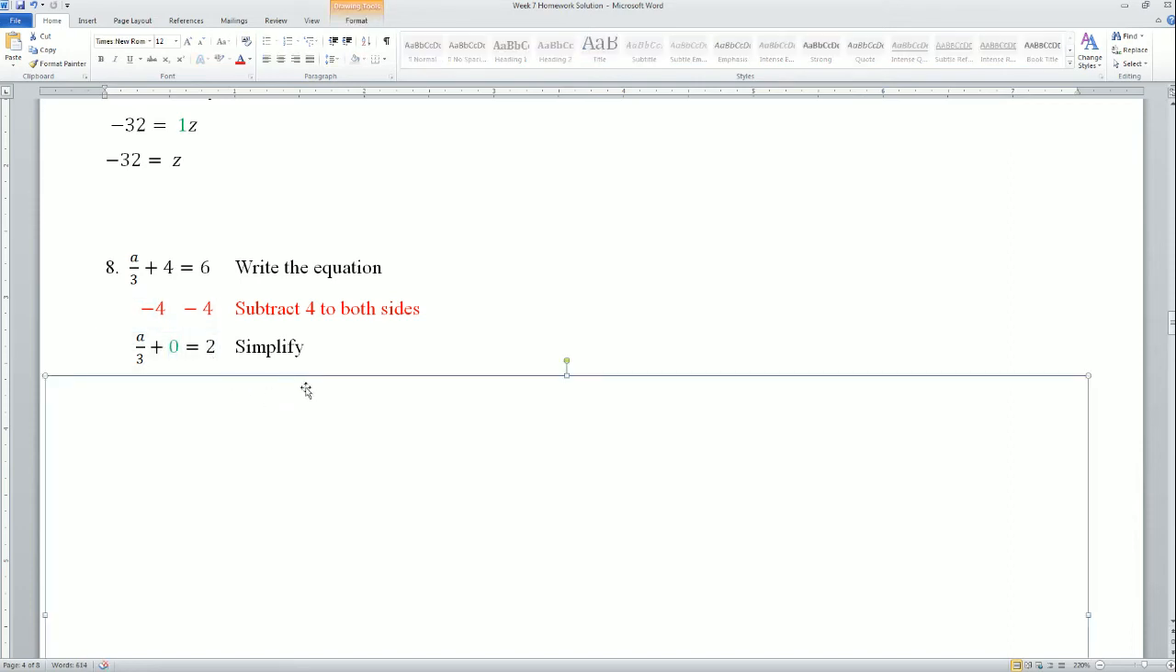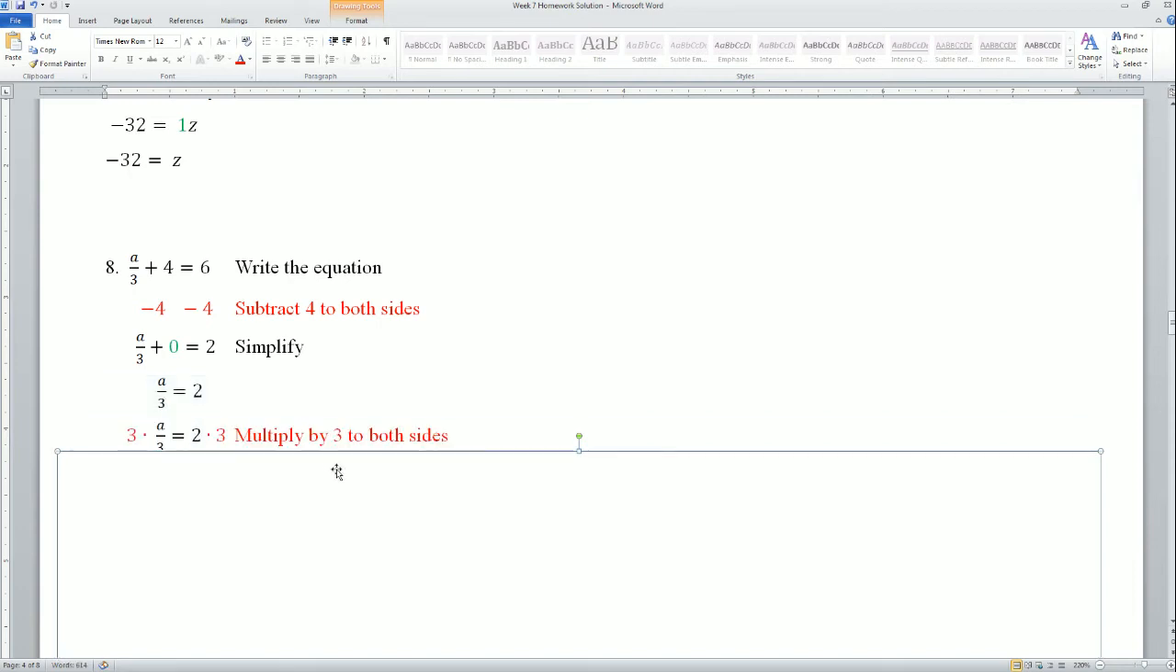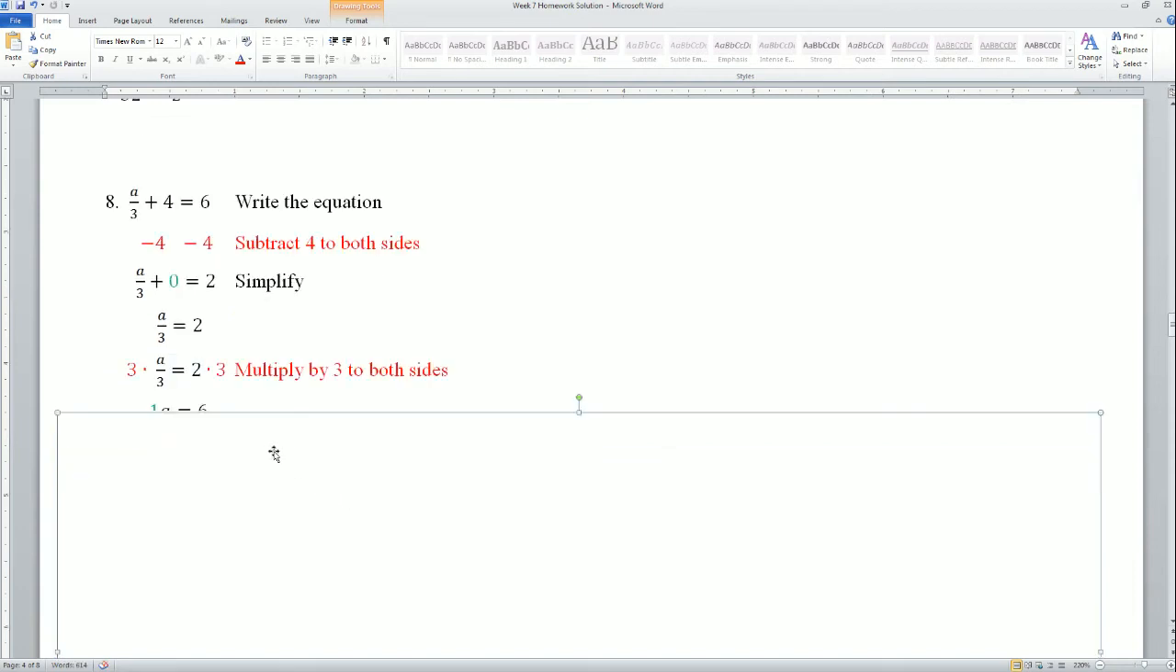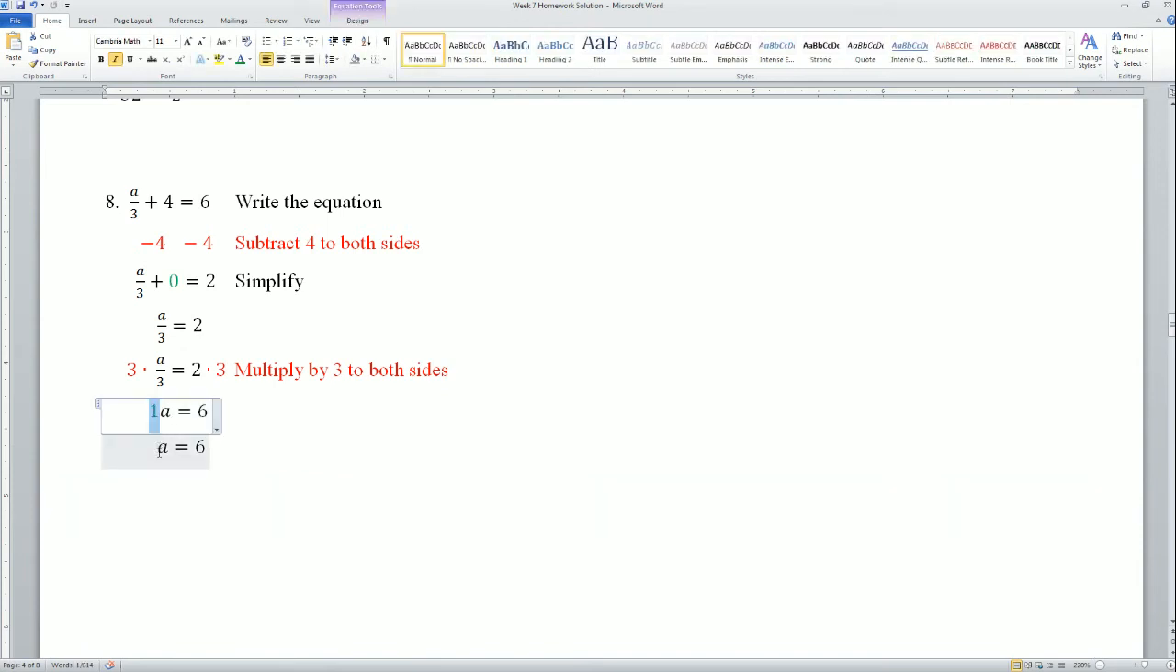So plus 0 means nothing, so I can just write it as a over 3 is equal to 2. We still have a divided by 3. How do I get rid of a divide by 3? I multiply by 3 to both sides. In the process of multiplying by 3 to both sides, I get a 1a on the left hand side because 3 over 3 just becomes 1. On my right hand side, 2 times 3 is 6. Again, the 1 out in front of the a is still there, but we don't really write it, so we can just say a is equal to 6.